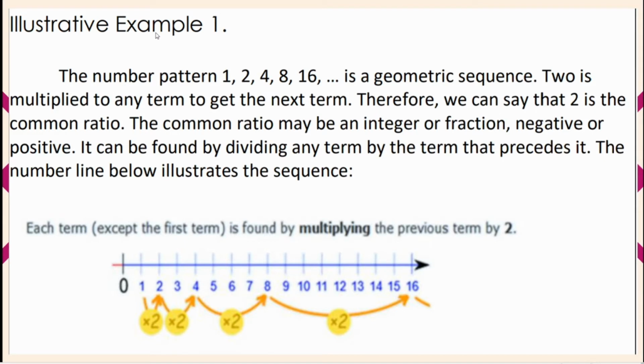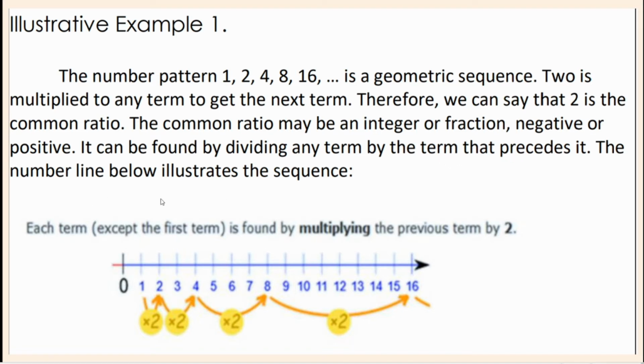Let's have the first illustrative example. The number pattern 1, 2, 4, 8, 16, and so on is a geometric sequence. 2 is multiplied to any term to get the next term. Therefore, we can say that 2 is the common ratio. The common ratio may be an integer or fraction, negative or positive. It can be found by dividing any term by the term that precedes it.